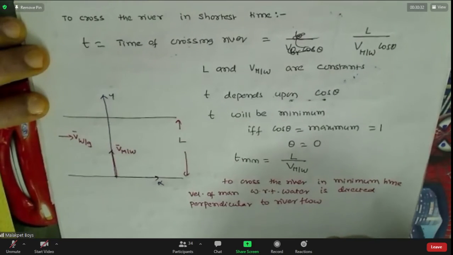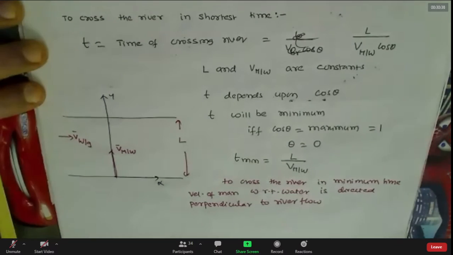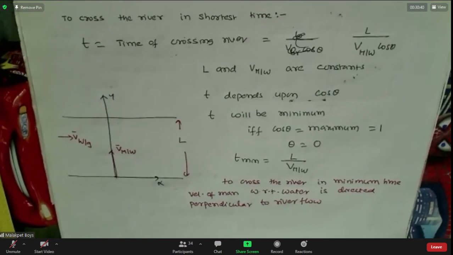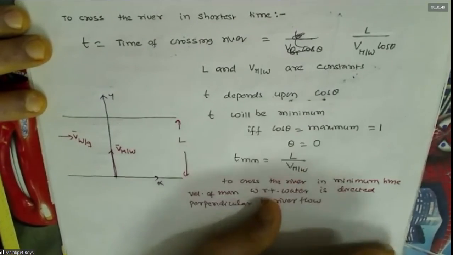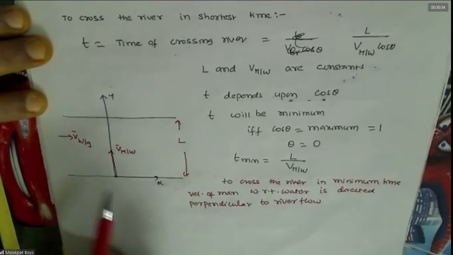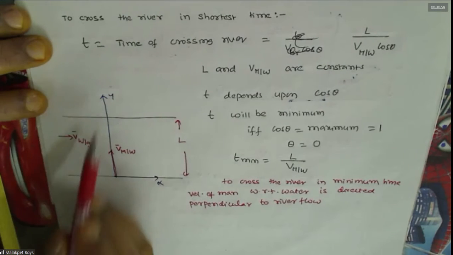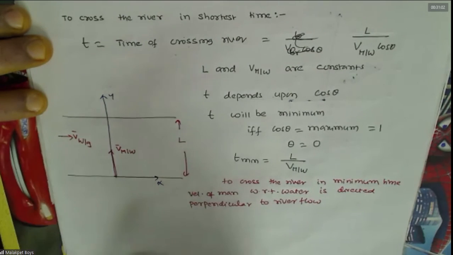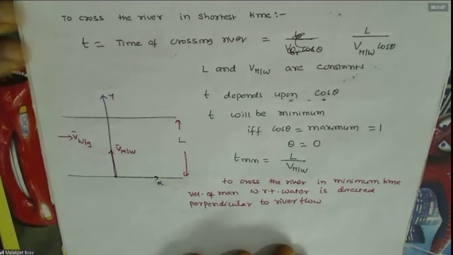Sir, if theta becomes 90 degrees, then cos theta becomes zero and time will go to infinity. Theta is 90 means this side he will go. Time taken is infinity means he will never reach the opposite point, no? If you go like this, time will be infinity. That means that fellow can never reach the opposite point. Am I right or not? Yes, sir, right.